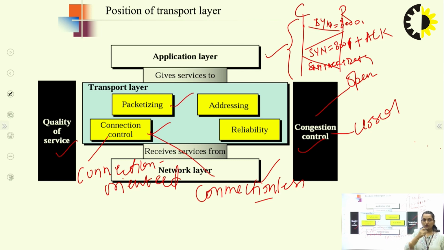Next is packetization. We will send a packet from a source to a destination. We have to packetize it, and then mention all the addressing needs and the reliability. If you are sending data in a reliable network, you will send it by this. So all these are the transport layer services we are having: packetization, connection control, addressing, reliability, congestion control and quality of service.